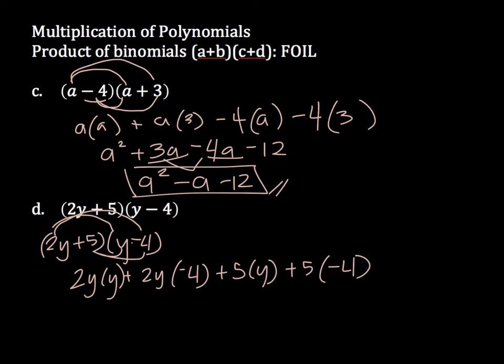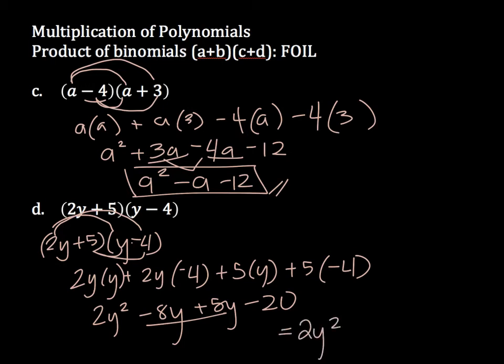Okay, combining like terms, or multiplying first: 2y squared minus 8y plus 5y minus 20. I have these two like terms in the middle. So this is going to equal 2y squared minus 3y, since negative 8 plus 5 is negative 3, minus 20.